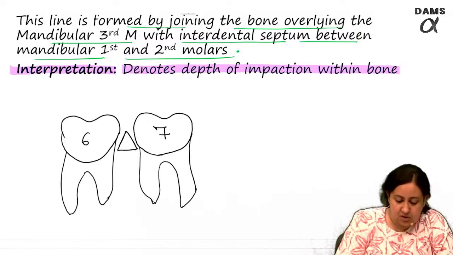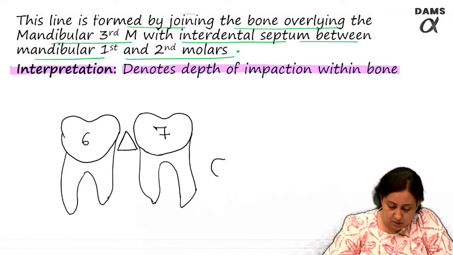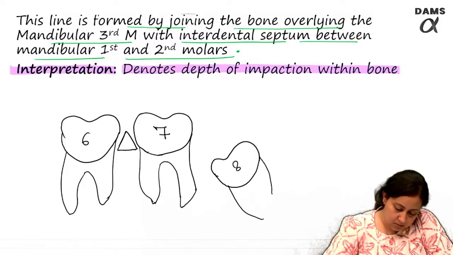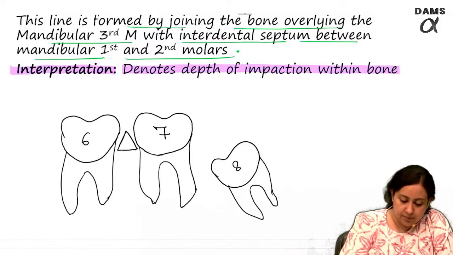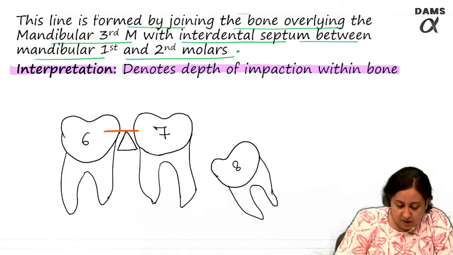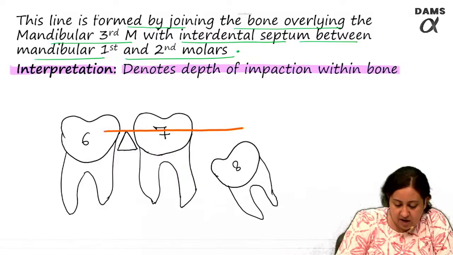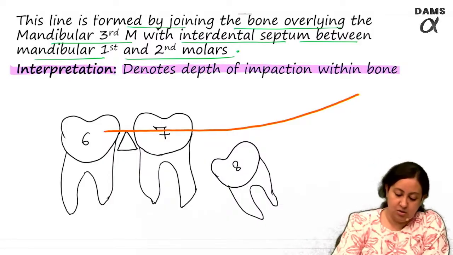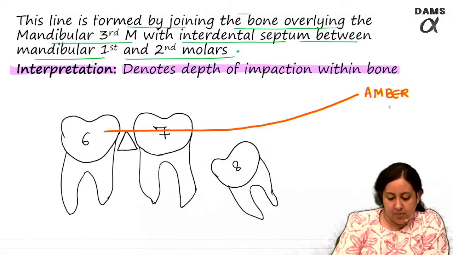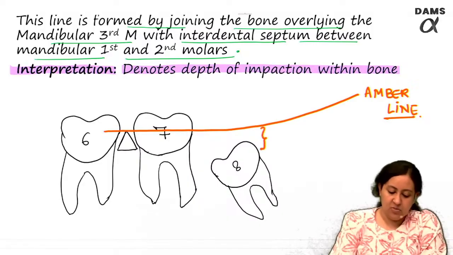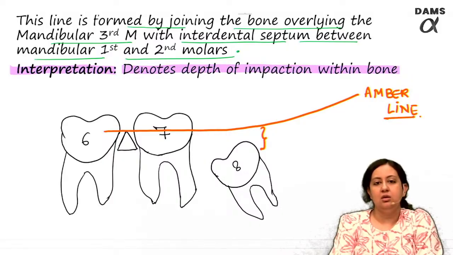This is the first molar, this is the second molar. Now let's draw the impacted third molar. So this line is drawn at the level of the interdental bone between the first and second molar and traced backwards posteriorly above the third molar. So this becomes your amber line. This denotes the depth of the impacted tooth within the bone.